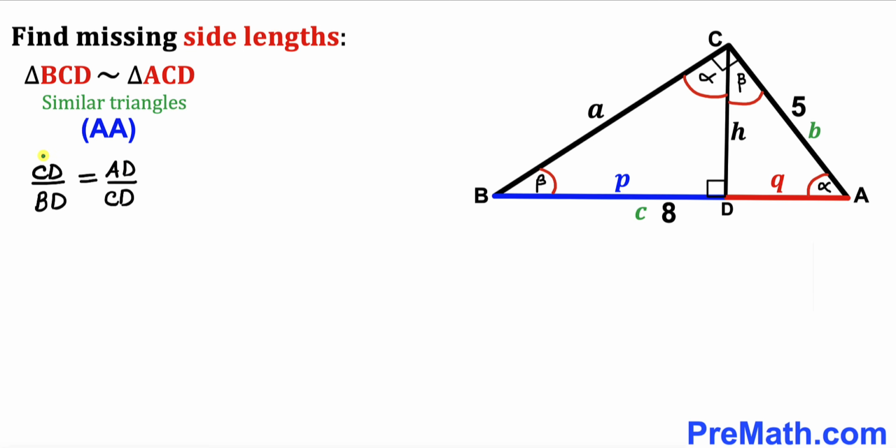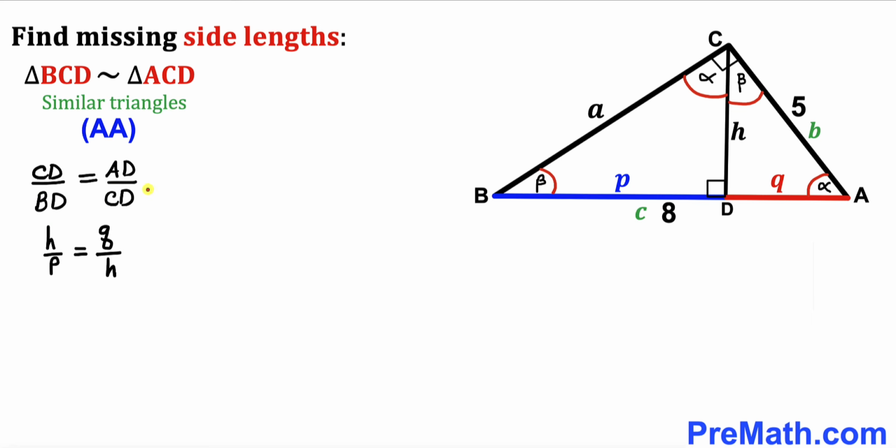We are going to have the ratio of CD and BD equal to the ratio of AD and CD. Once again, this is our AD and this is our CD. Now we can see our CD length is represented by lowercase h. Likewise, this CD is lowercase h as well. This BD length is represented by lowercase p, and this AD length is represented by lowercase q.